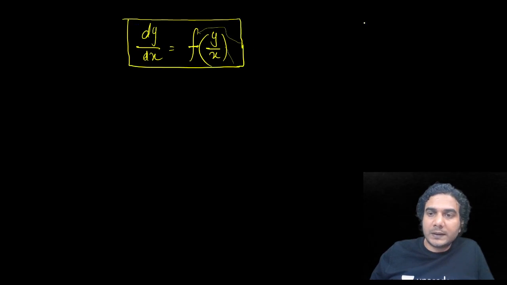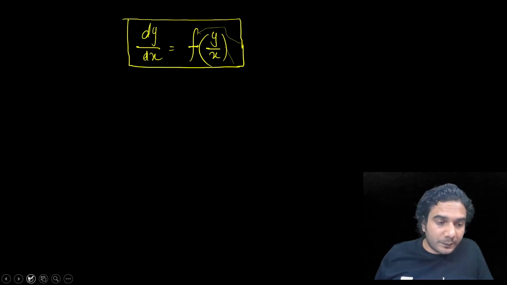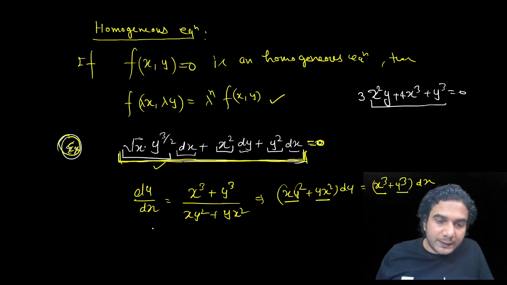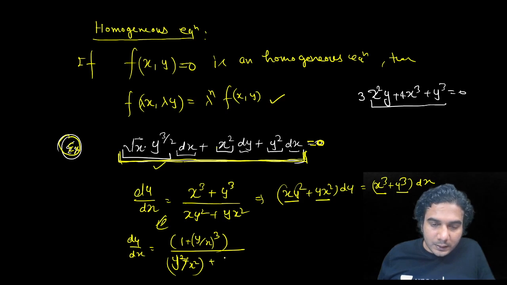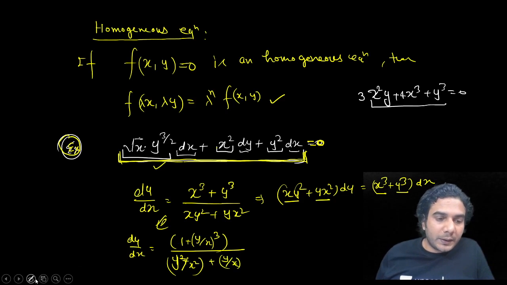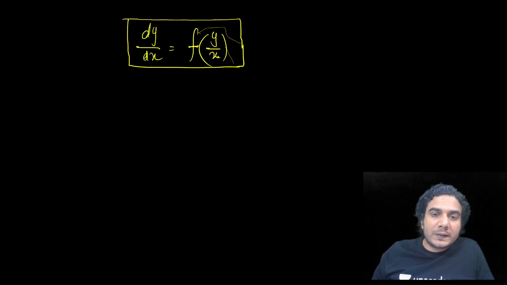In the previous example, let me show you. If you take x cube common from the denominator as well as from the numerator, then dy by dx can be written as x cube times 1 plus y upon x the whole cube, divided by x cube times 1 plus y square upon x square plus y upon x. You can see this whole thing is a function of y upon x. So a homogeneous equation can always be expressed as a function of y upon x.